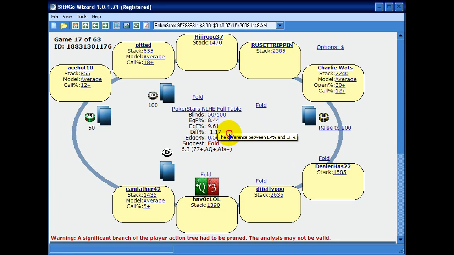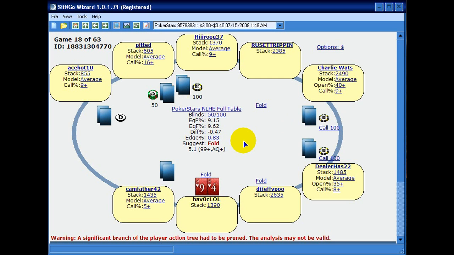Sit and Go Wizard gives you a difference in equity between pushing and folding, where the difference is the percentage of the total prize pool that you win, or you lose in this case, if you push, as opposed to if you fold. So just from here we can see that it becomes very easy to see at a glance how profitable a move would be in this spot, or how unprofitable.